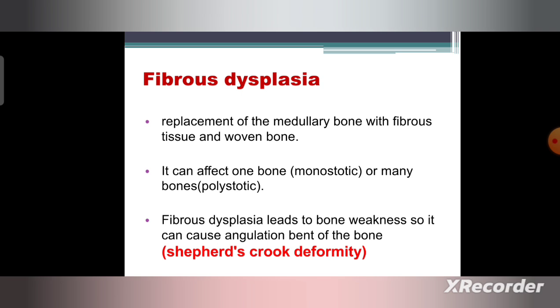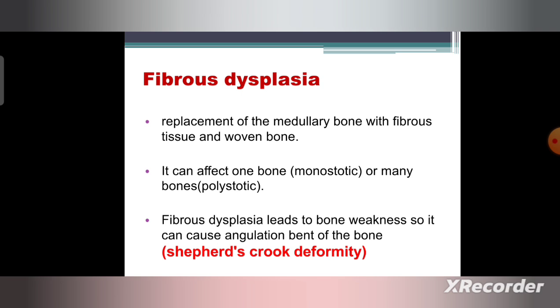So, in this presentation, we will discuss the remaining types of benign bone tumors. First is fibrous dysplasia. It is a replacement of the medullary bone with fibrous tissue and woven bone. It can affect one bone, which is known as monostotic, or many bones, which is known as polyostotic.